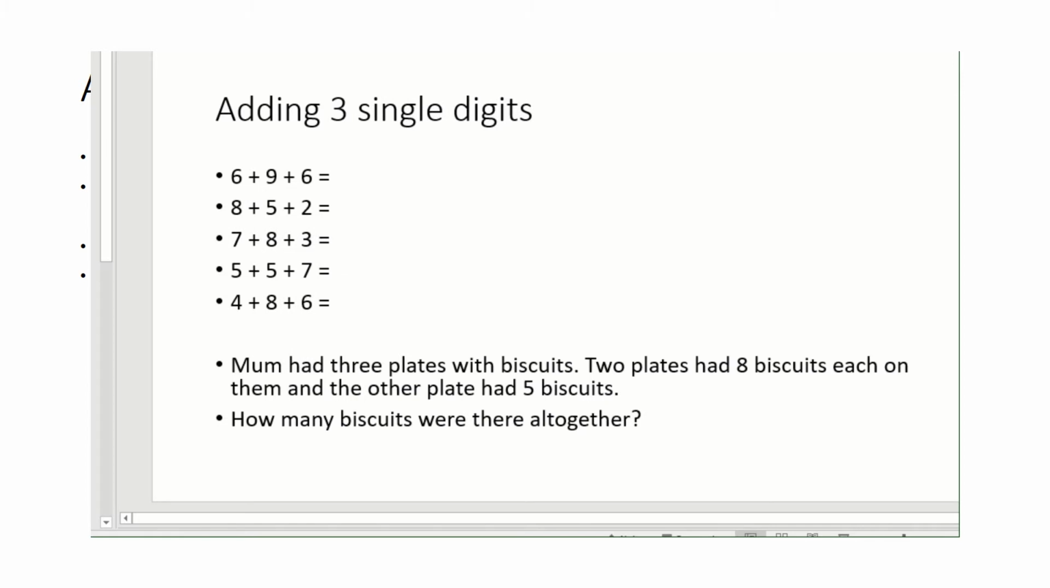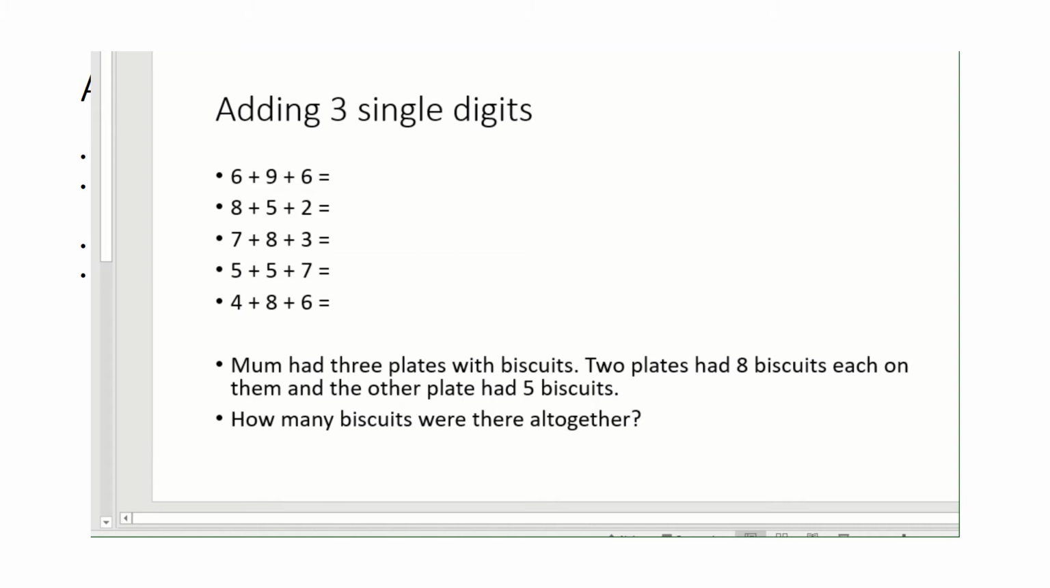Have a look at this one, adding 3 single digits. In this one you need to look very closely and find the number bonds, like in 8 and 5 and 2. Of course, I know that 8 and 2 is 10, so add another 5 is 15. But I also know 6 and 6 is 12. And then I've got to add 9. Oh, that's quite hard. 12 add 9. But I know 12 and 8 is 20. So I've just got to add one more. So that would be 21. You think of ways that you could work it out.